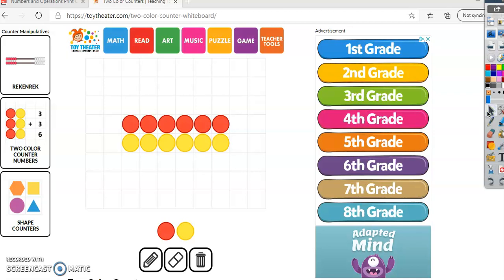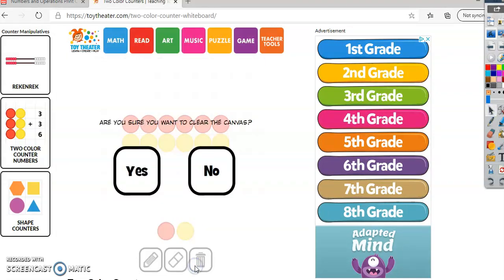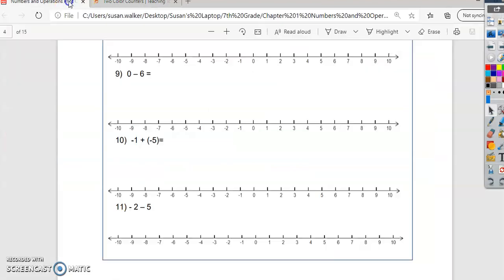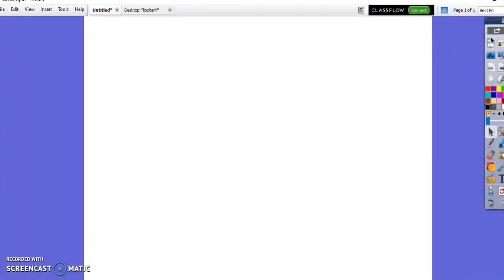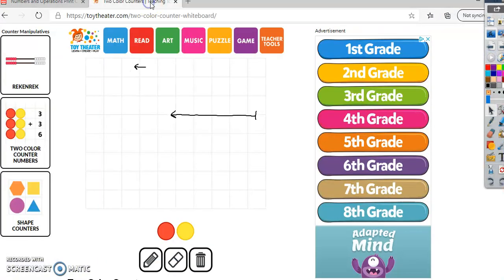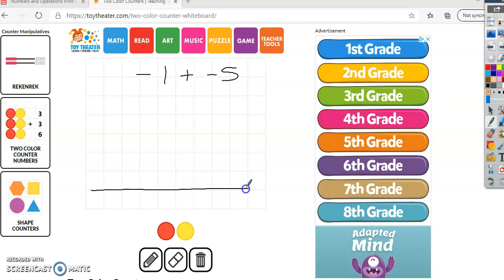Okay? So, going to restart. Go back. And there we are. Okay? So now we have an easy one. We have an adding one. -1 plus -5. -1 plus -5. Why is this easy? Because this is a give problem. I'm not taking anything away. Okay?